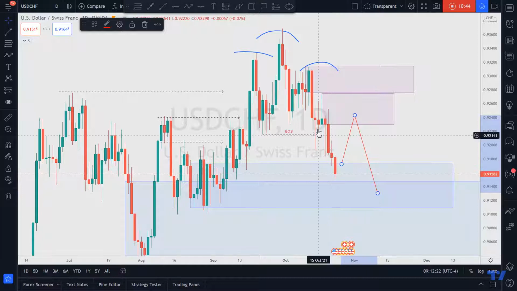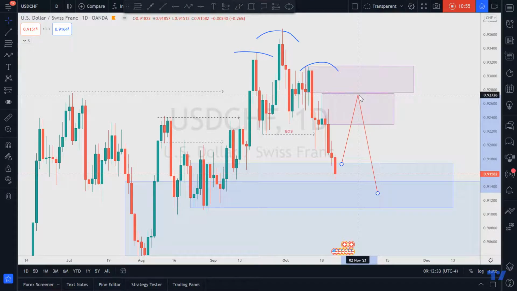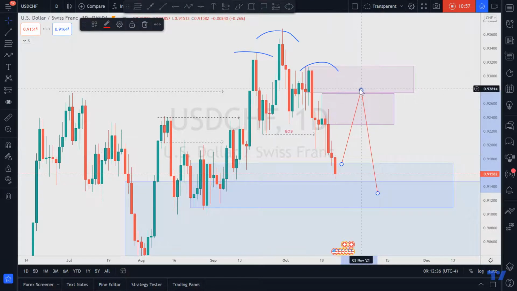But because we already had a break of structure, we are expecting a pullback, and price may pull back right here. That might be the first stop. If it doesn't stop there, I'm definitely looking for it to stop here.